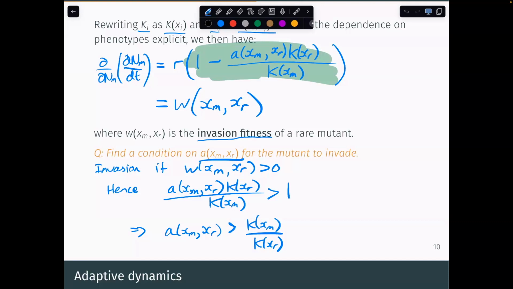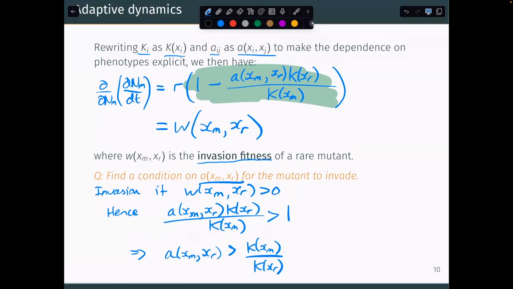This is telling us something about the ratio of their carrying capacities relative to the strength of competition. Okay, so the first stage, ultimately, when we get more used to doing these adaptive dynamics modeling techniques, we'll be applying the same method to lots of different biological scenarios.